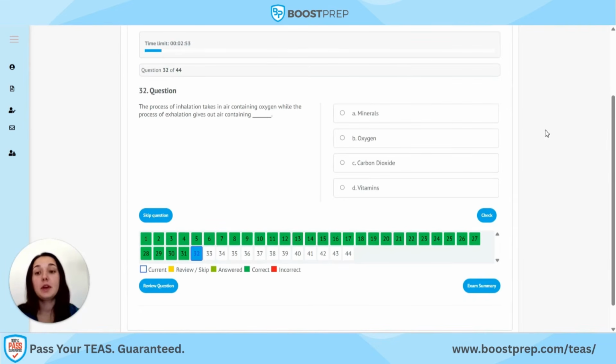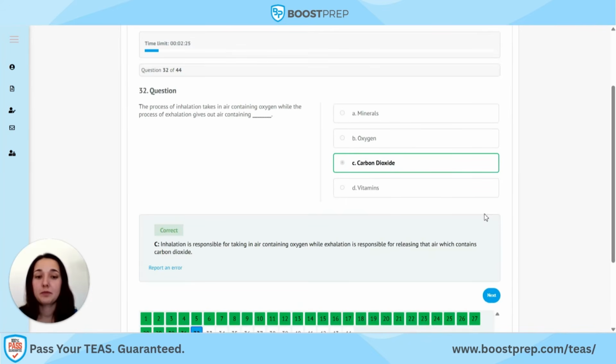Question number 32. The process of inhalation takes in air containing oxygen, while the process of exhalation gives out air containing blank. A, minerals, B, oxygen, C, carbon dioxide, D, vitamins. The answer is C, carbon dioxide. Inhalation is responsible for taking in air containing oxygen, while exhalation is responsible for releasing that air which contains the carbon dioxide.